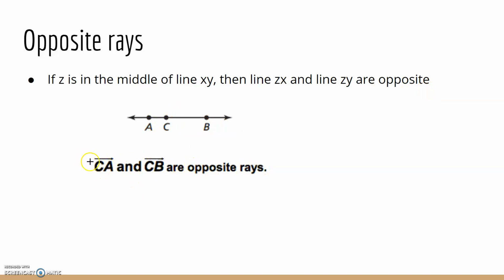We represent a ray with a line with one arrowhead at the right side, representing that it goes to the right. So this is how we represent the ray, and then we say CA and CB. These are opposite rays because they're in opposite directions. CA is going to the left and CB is going to the right.